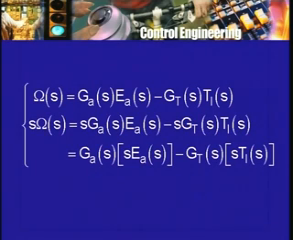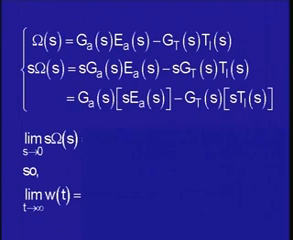And now let me take the limit as s tends to 0. So limit as s tends to 0 of s omega s, which is nothing but omega, limit as t tends to infinity of omega t, the final value of the speed, that is given by the limit of this as s tends to 0.